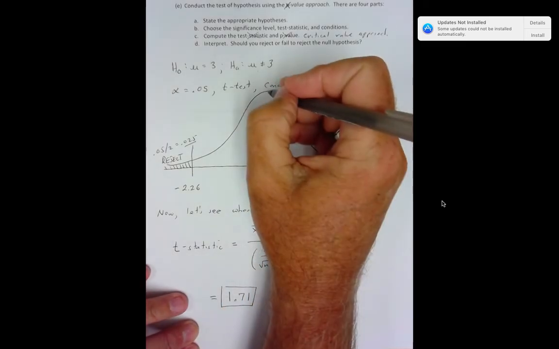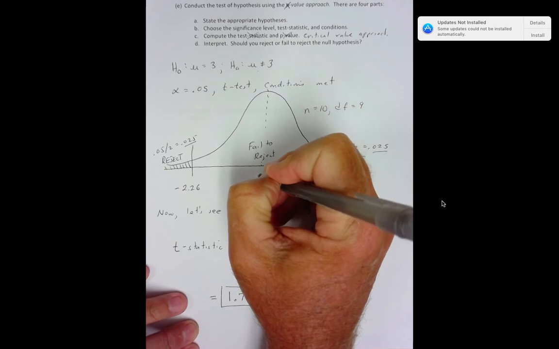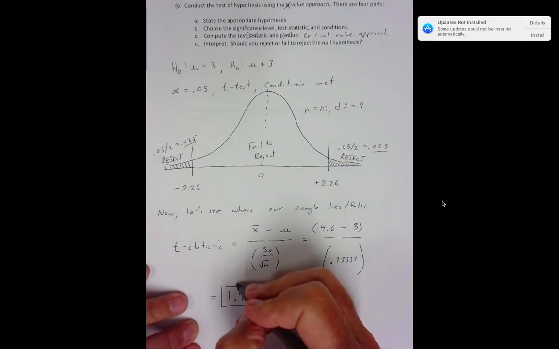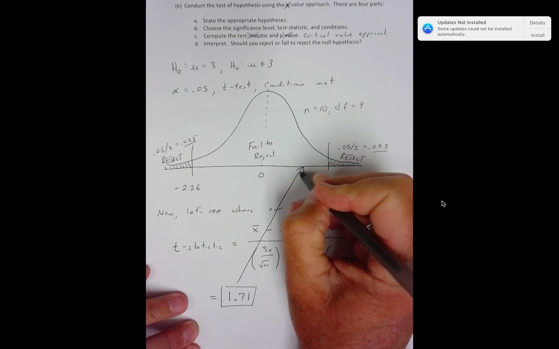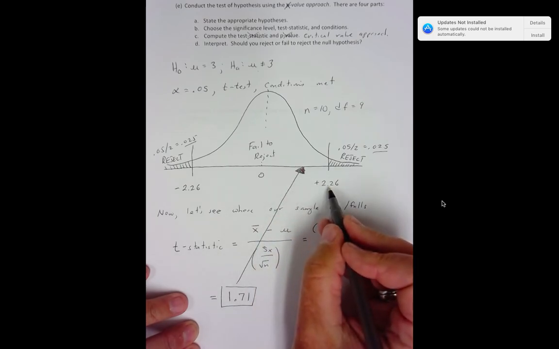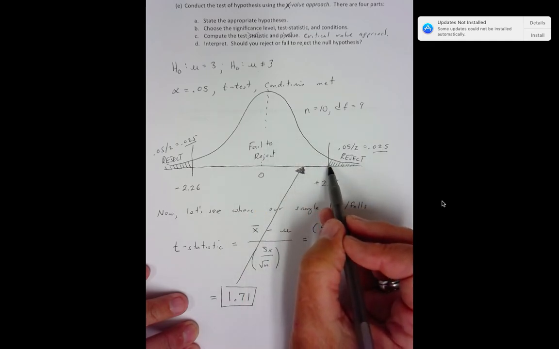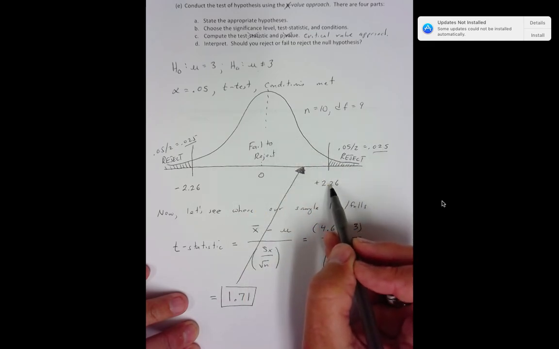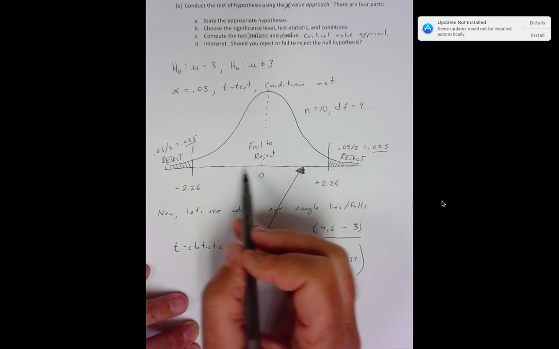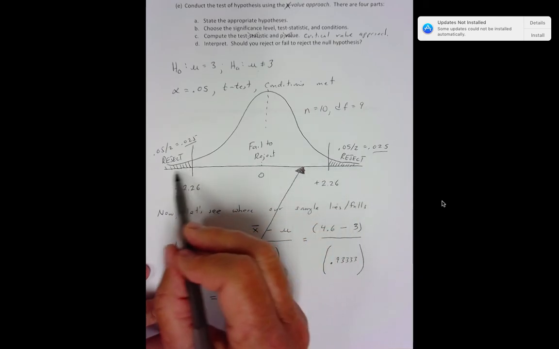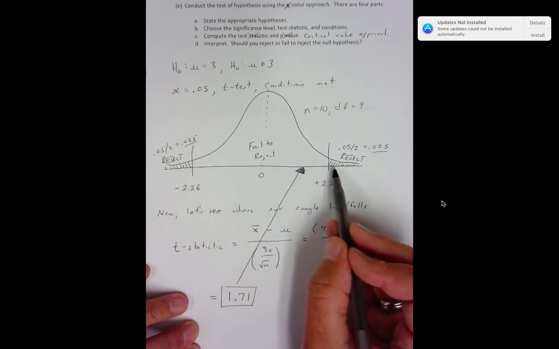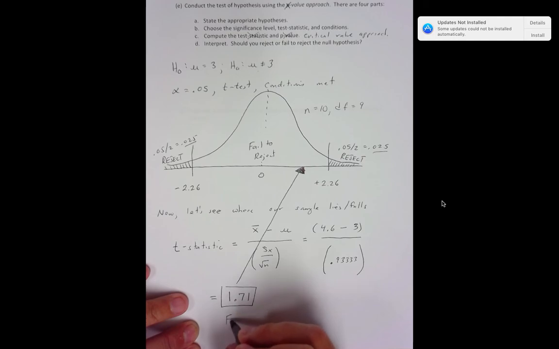Now, where does that fall? Remembering that we have a 0 right there, 1.71 falls about right there, right? It's between 0 and 2.26. So what region did it fall in? It wasn't big enough to fall in the reject region because I had to be 2.26 or higher to be out here, or I had to be negative 2.26 or lower to be down here. So it fell in this region right here, which is the fail to reject. So final decision is fail to reject H sub O.